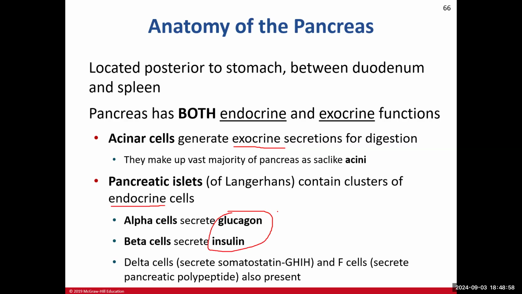Opposite. Yeah, they're antagonistic of each other. You nailed it. Yep, they're opposite. So one increases blood sugar levels, the other one decreases blood sugar levels.